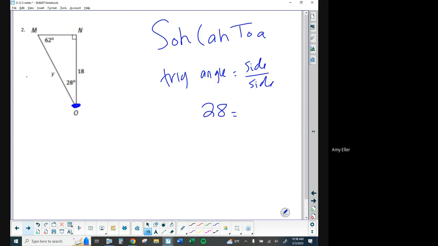Y is the hypotenuse of the triangle. 18 is adjacent to the angle I picked. That's why we have to pick the angle first so we know where we're looking from. Do we know which trig function to pick? Yeah, pick the one with the A and the H in it. It happens to be cosine again.